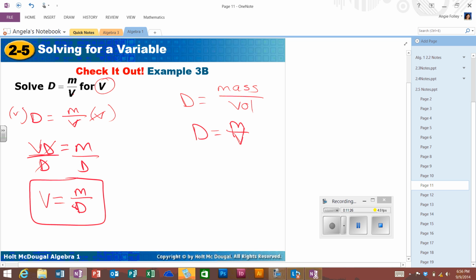And you're done. So that was a little tricky because the variable I wanted was in the denominator. I had to move it first and then do another step. So I actually had to move the variable I wanted. And in the other examples, we've been moving the other variables. So this one was just a little bit different. So again, this is your formula for density in case you guys ever wondered.